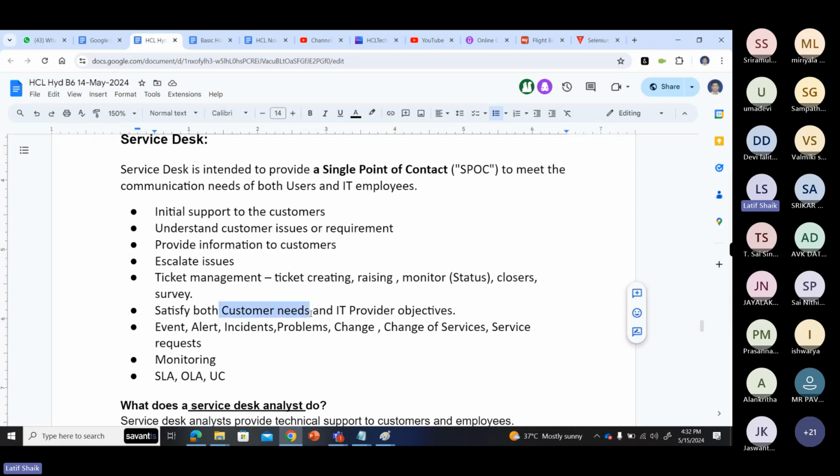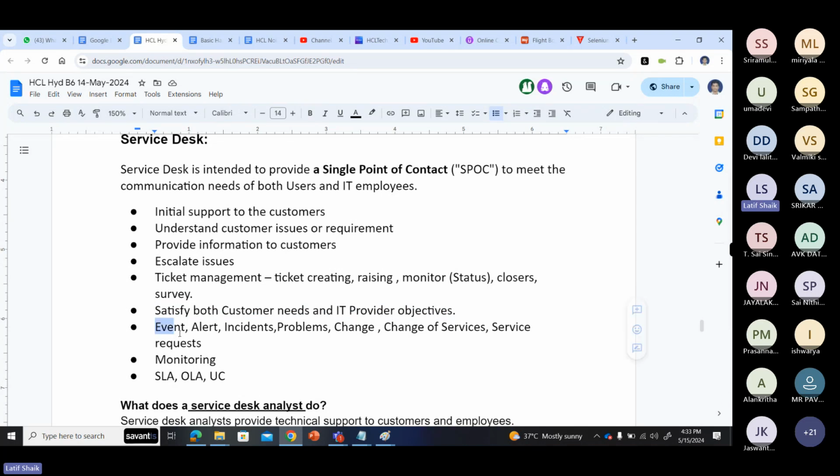What is the customer requirement? Uninterrupted services. But if any issue occurs, the customer has to contact the service desk to get information or a solution. And the IT provider's objectives are satisfied too, both the customer needs and the IT provider objective. What is the IT provider objective? To provide a service to the customers. So that is about a service desk.